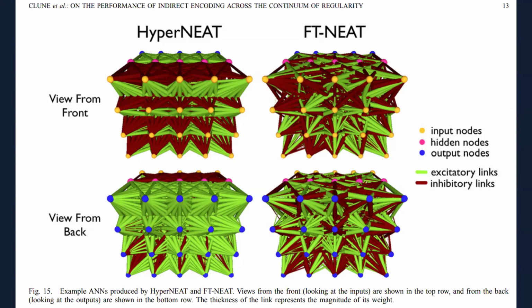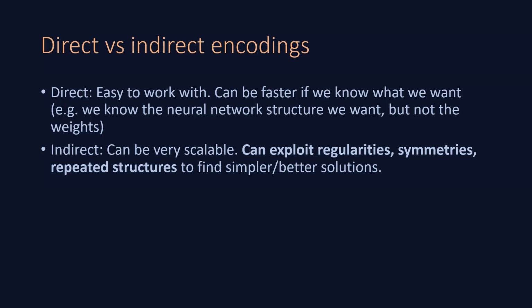Whereas if we use a direct encoding, where we optimize each element of a robot or its brain independently, we end up with something more chaotic like this, because each of the connections in these networks is optimized independently, whereas here they are based on the recipe that we have. So to summarize this discussion of representations, we looked at two main types: direct ones, which are easy to work with and can be faster if we know what we want, but just want to adapt it a little bit.